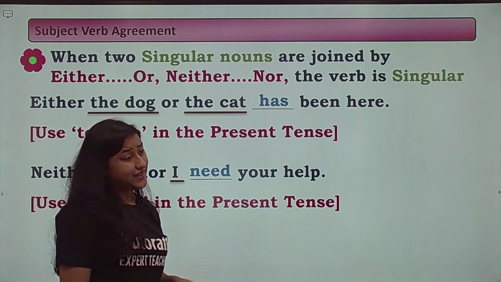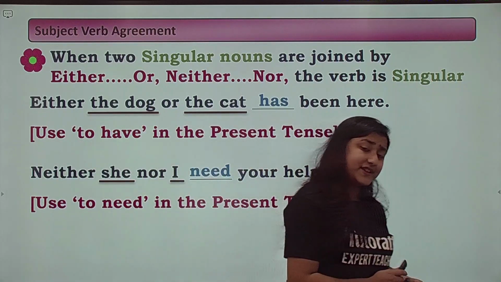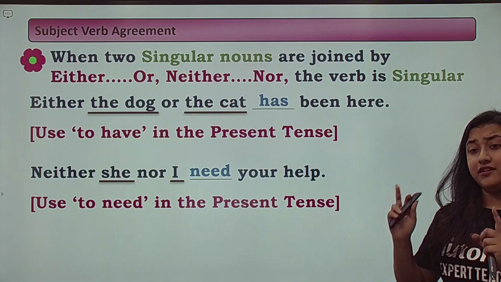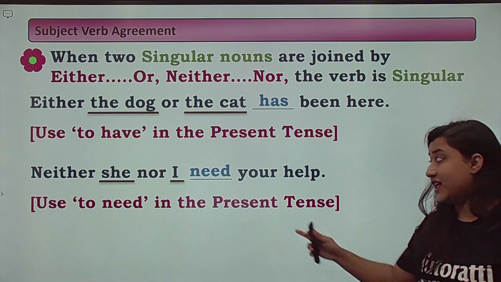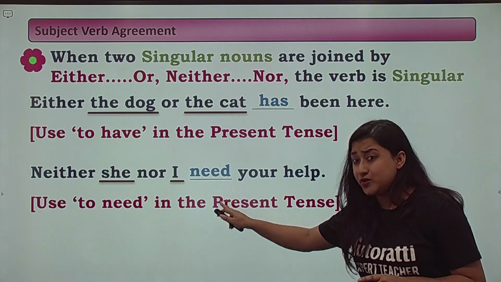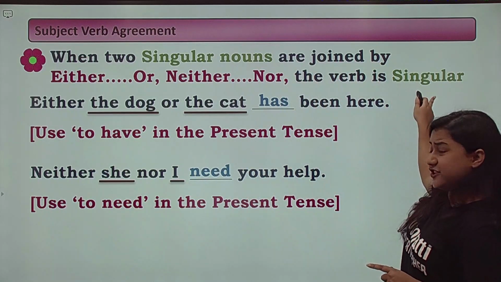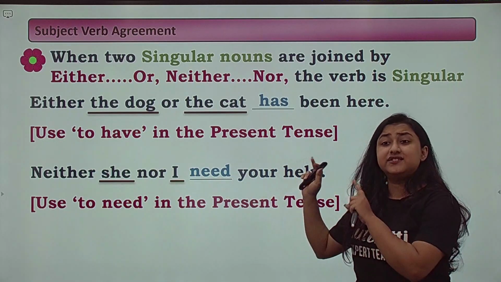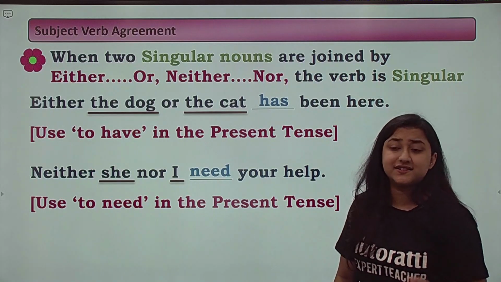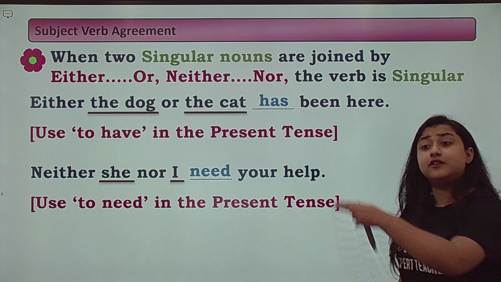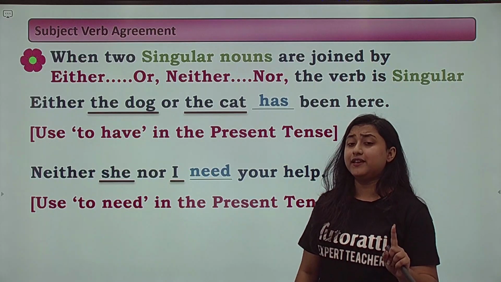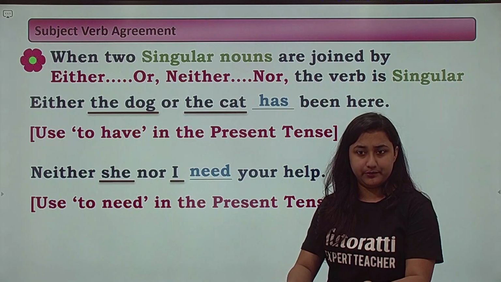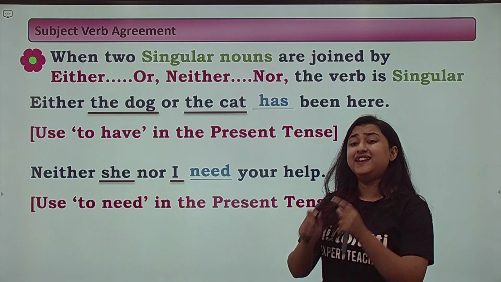Now students, you might say that ma'am, in the beginning of the session you told us that in the case of verbs, if there is an S, it is singular. This is the place of a verb. Now you will say that it is written you have to use the singular verb, but singular verb to needs hota hai. That students is only in the case of third person pronouns, not in the case of first and second person. Okay, you never say I needs your help. No, you always say I need your help.